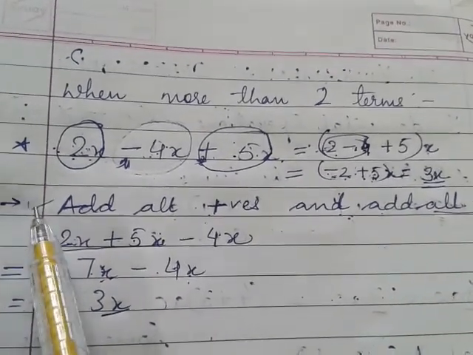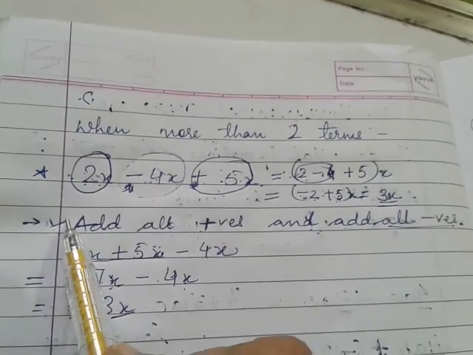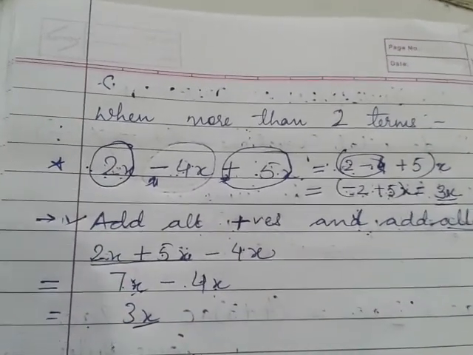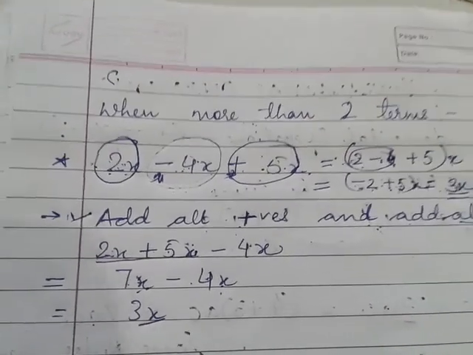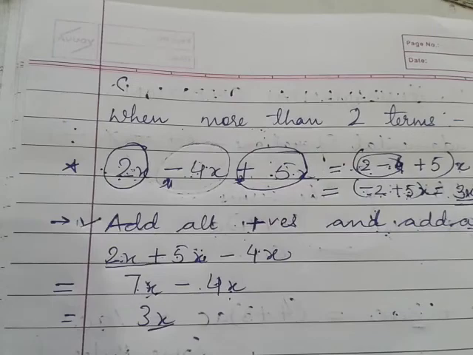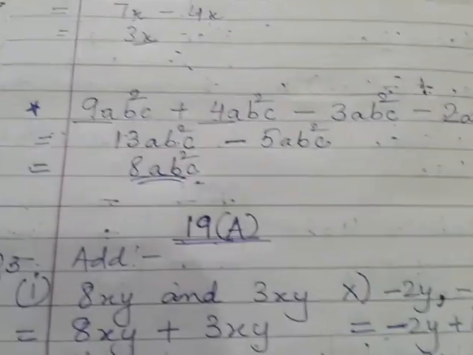So this is the rule. When more than two terms are there, add all the positives, then add all the negatives and subtract them. Remember this: add all the positives, then add all the negatives and subtract them. I hope you will understand this.